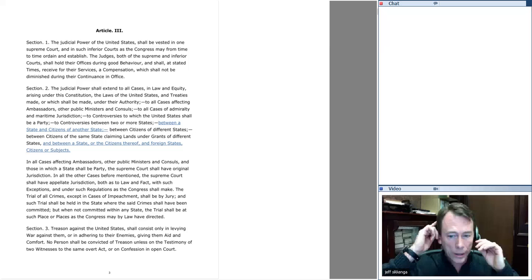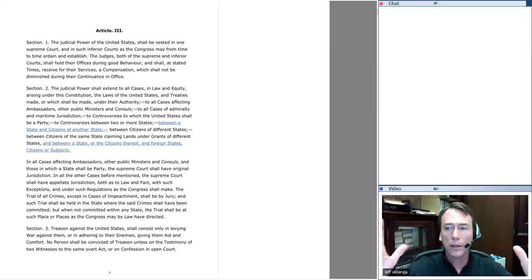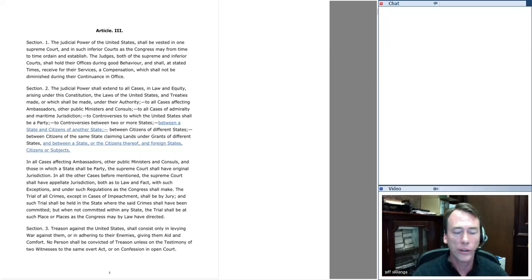Okay. Let's take a hand here. Someone want to answer, why is this in here? Why is Section 3 in here? That we have a constitutional definition of treason. How does that help us? How does that advance the idea of independent courts? Someone, what's your guess here? What would you think? It's the only crime actually defined in the Constitution.